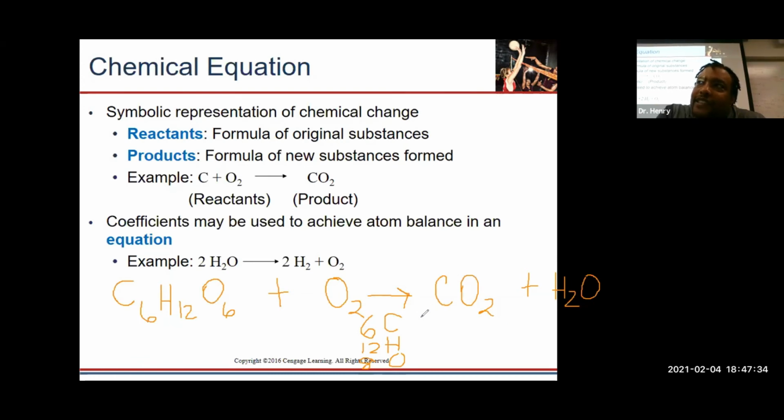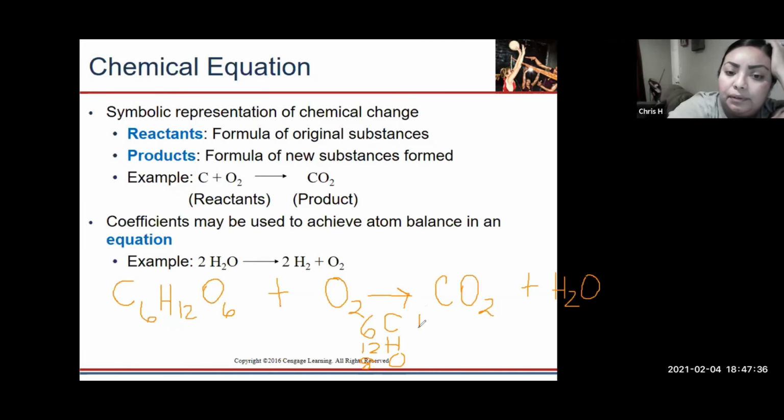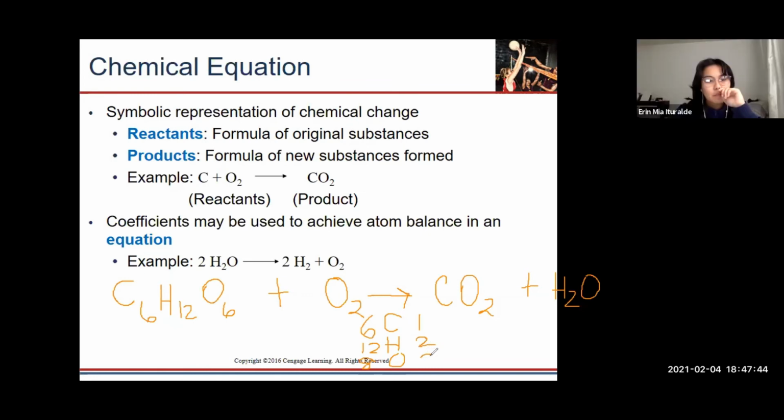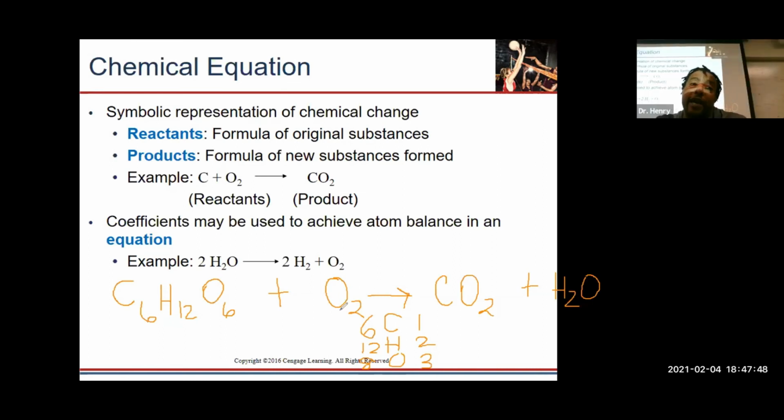On our product side of the equation, how many carbons? 1. How many hydrogens? 2. How many oxygens? 3. If it was a balanced equation, what we put in, we should have gotten out. So we get 6 carbons. Did we get 6 carbons over here? No. So it's not balanced.